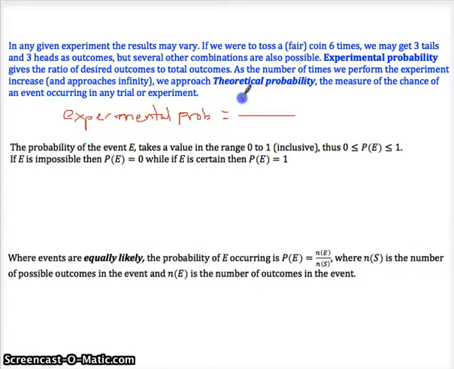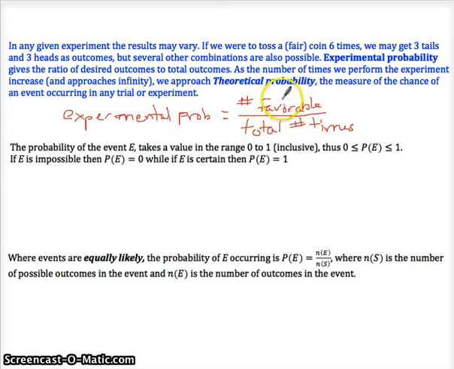So this would be the number of times that it favorably happened, or it happened the way you wanted it to, the way it would be successful for the thing you're trying to find the experimental probability of, such as 3 heads and 3 tails. So how many times it happened that way out of the total number of trials, the total number of times you flipped the coins. So that's why we're saying it's a ratio.